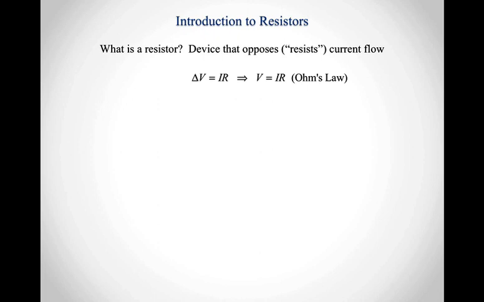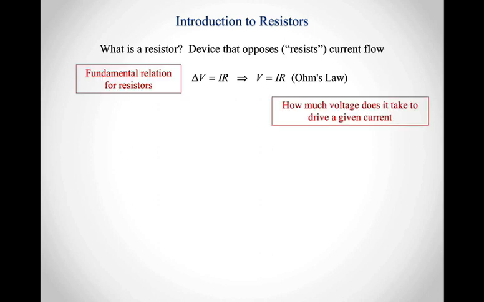So the V in this case is telling us what the voltage drop is across the resistor. That's equal to I, the current flowing through the resistor, times R, the resistor's resistance. This is the fundamental relation for resistors, and it really tells us how much voltage it takes to drive a given current through a circuit.